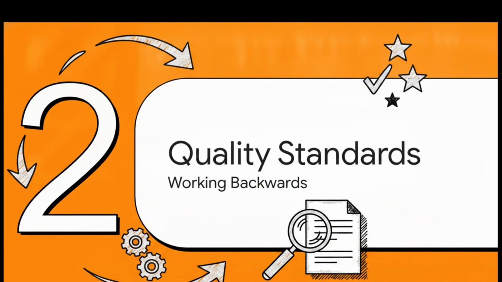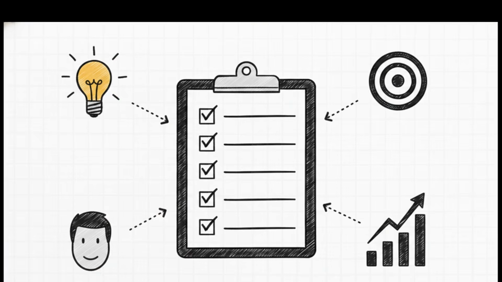Section 2. Defining your quality standards. Working backwards. To figure out what that finished article looks like before we even touch a single AI tool, we need a strict checklist. This right here is what prevents your output from turning into commodity slop.